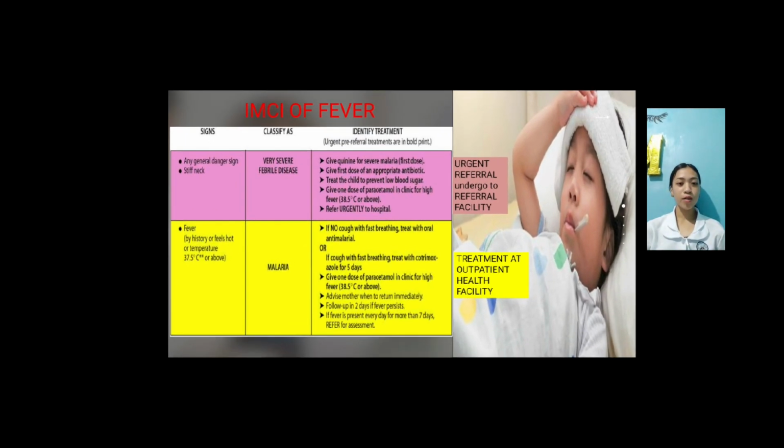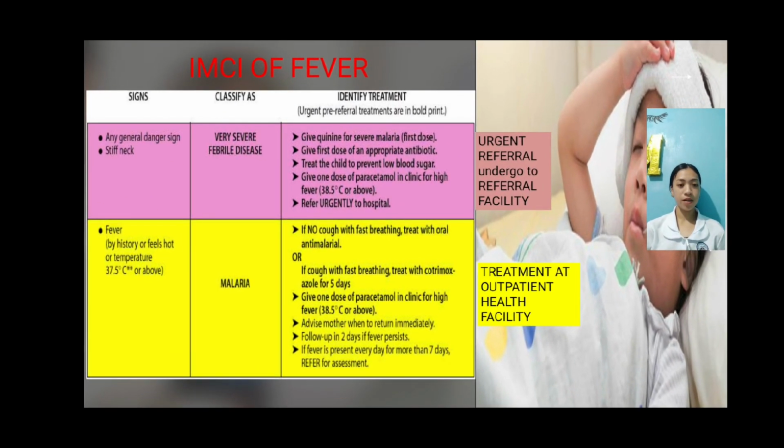So here is an example of IMCI of fever. First, we have color pink, which is urgent referral to a referral facility. First, we have signs: any general danger sign and stiff neck. Next is classify as very severe febrile disease. Last is identify treatment. Give quinine for severe malaria at first dose. Give first dose of an appropriate antibiotic.